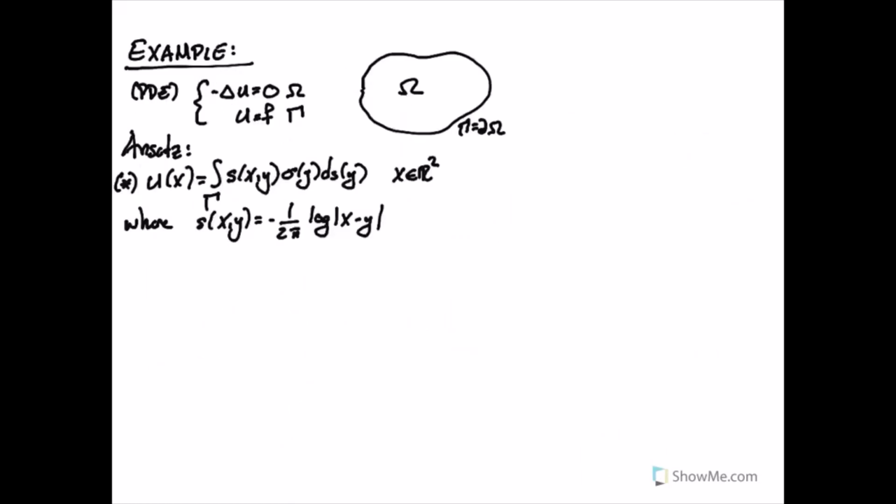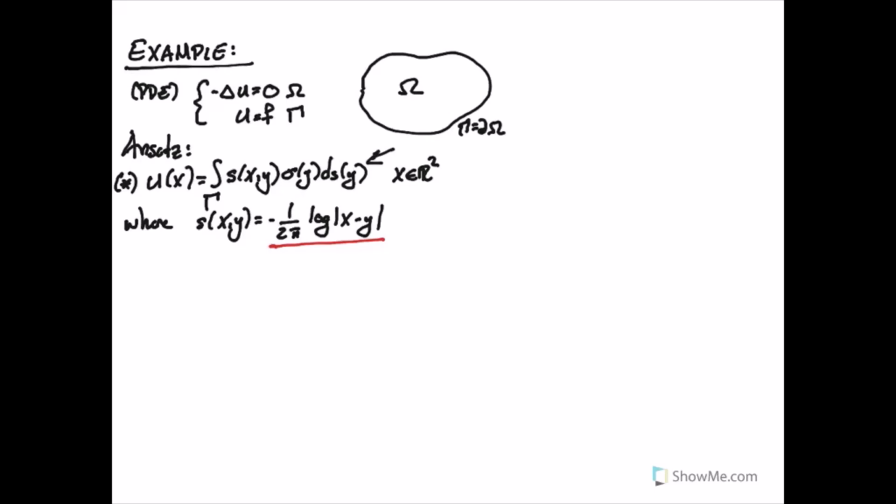Okay, so here is our first example. So omega here again is just a domain in R2. And what we're going to do is look for a solution to the PDE that takes the following form. So it's an integral over the boundary. Sigma is some function that lives on the boundary, and we're looking for a solution that takes the following form. And s of x,y in this case is the kernel function. So this we recognize is just the fundamental solution of the Laplace equation in 2 dimensions.